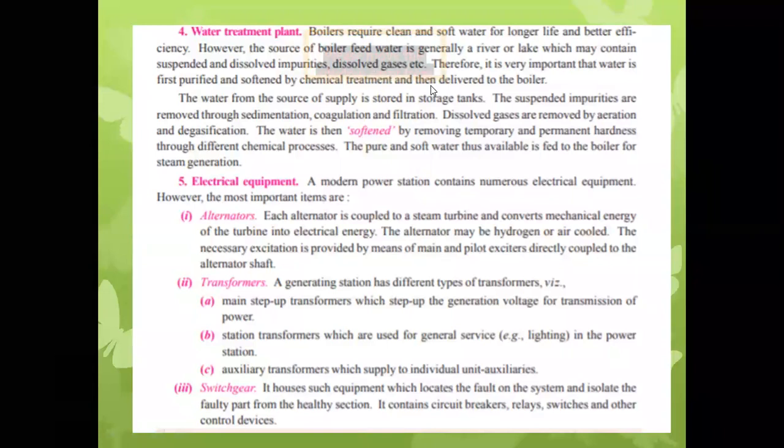Why is clean and soft water required for longer life and better efficiency of the boiler? Tell me. If you are attending an interview held in a company, they will ask you.